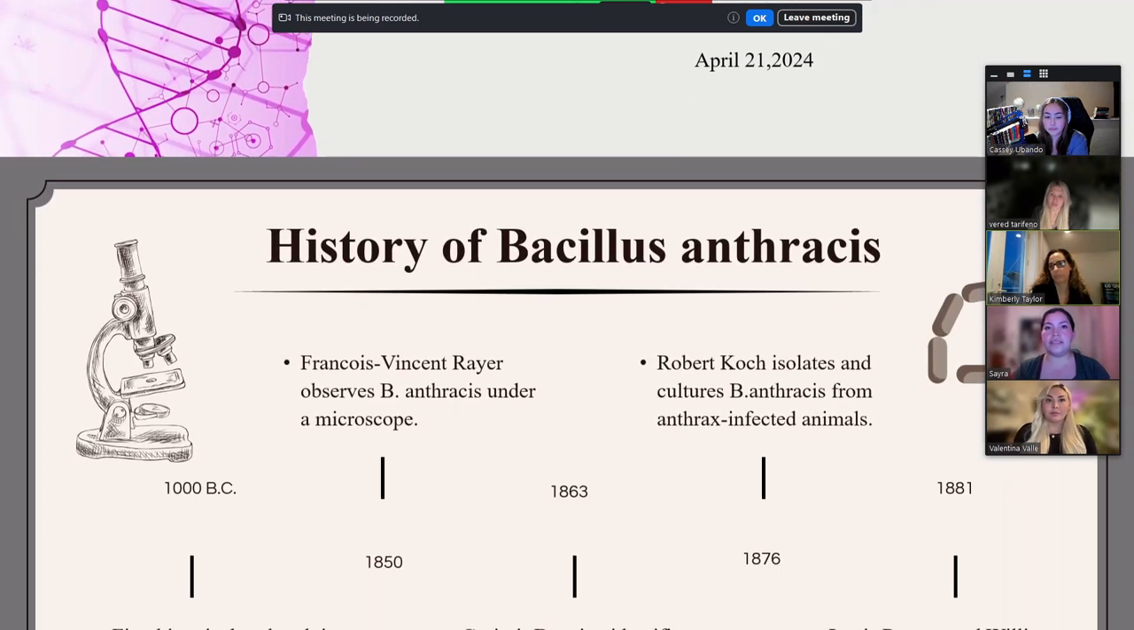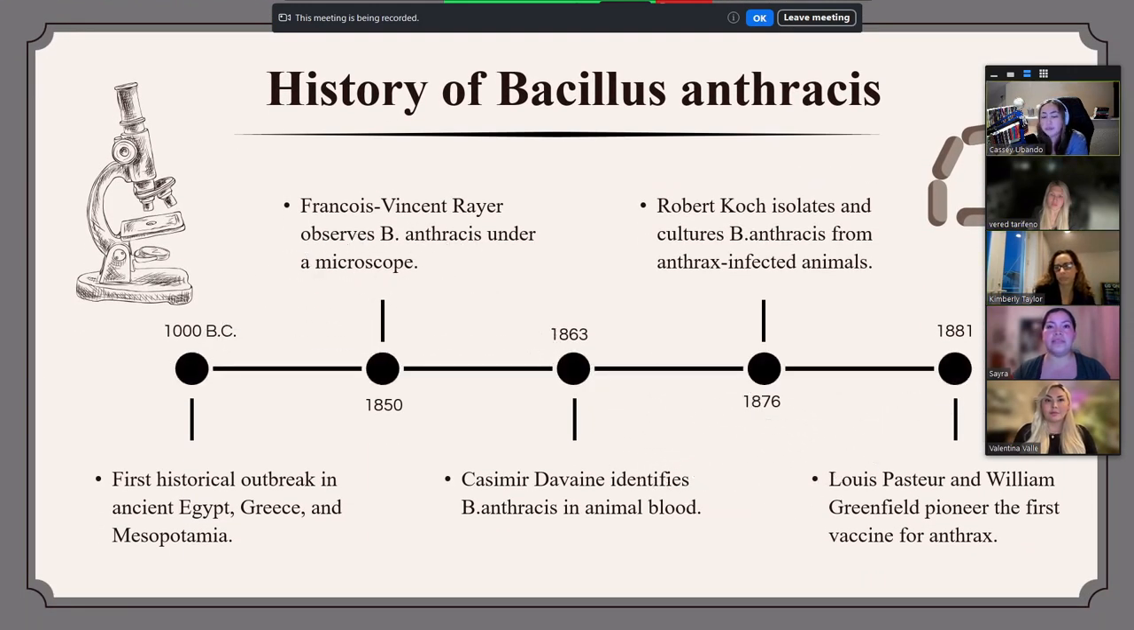The origins of Bacillus anthracis can be traced back to the ancient civilizations of Egypt, Greece, and Mesopotamia, with the first record of anthrax symptoms mentioned in the book of Exodus. It wasn't until 1850 that Pierre-François Rayer's use of microscopy allowed for the visualization of Bacillus anthracis in tissue samples of infected sheep. In 1863, Casimir Davaine would be among the first to observe the transmission of the bacteria.